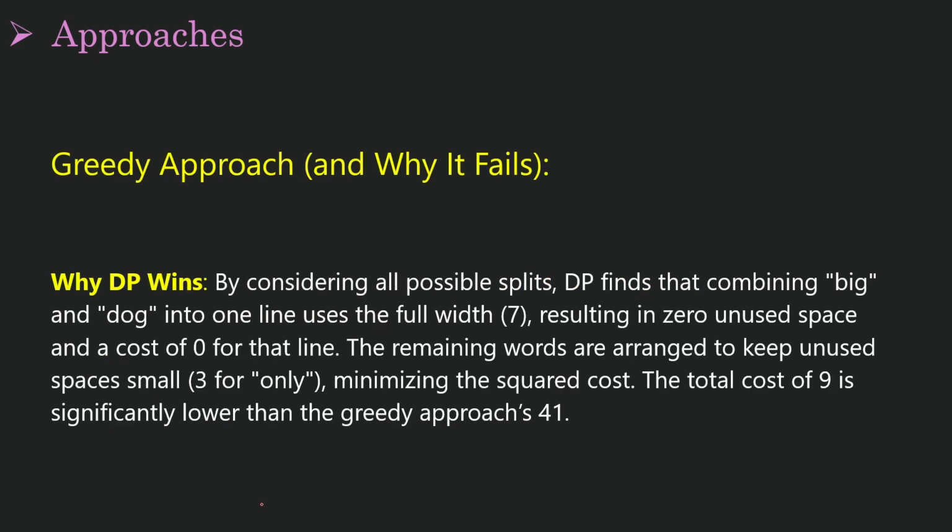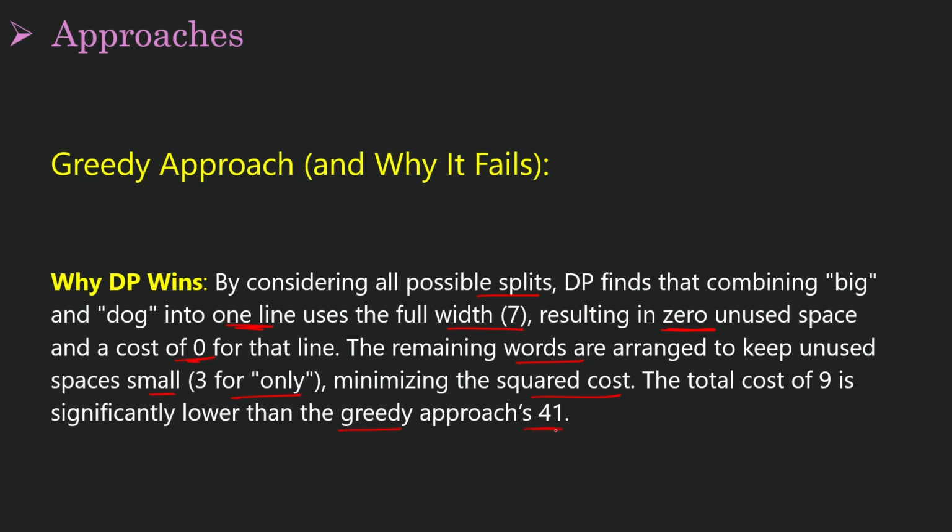Why DP wins? By considering all possible splits, DP finds that combining "big" and "dog" into one line uses the full width, 7, resulting in 0 unused space and a cost of 0 for that line. The remaining words are arranged to keep unused spaces small, 3 for "only", minimizing the squared cost. The total cost of 9 is significantly lower than the greedy approach's 41.